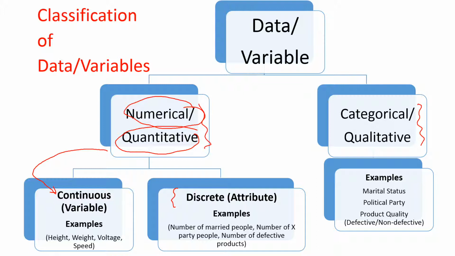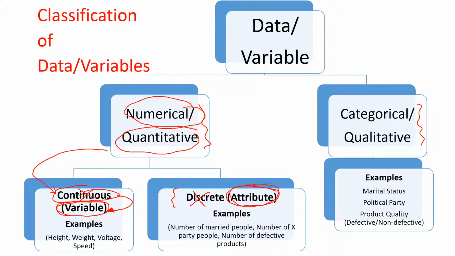Now, continuous variable is specifically, in the control chart world, called variable. The term continuous is not used in the control chart world. We use control chart for variables, and then control chart for attributes. So these are the two types of control chart. The term discrete is not used.